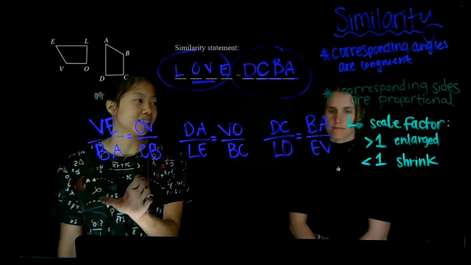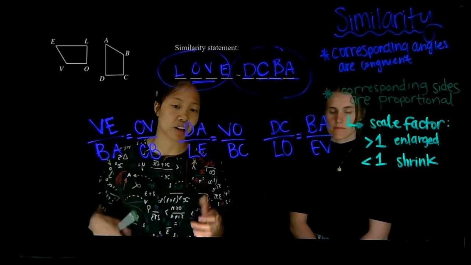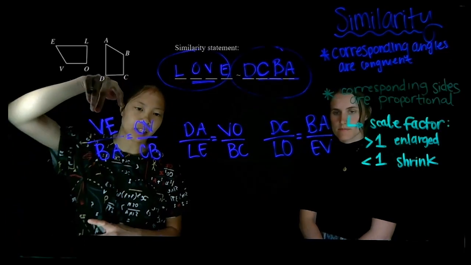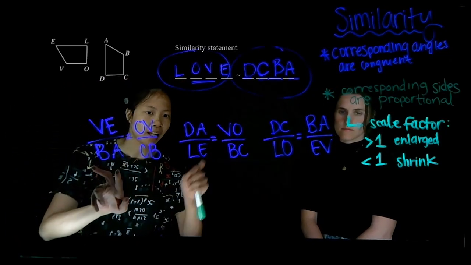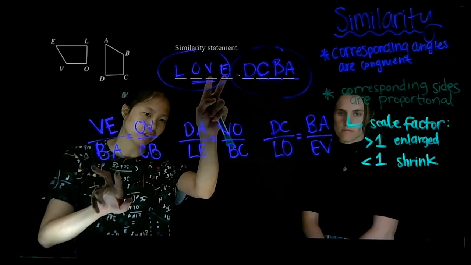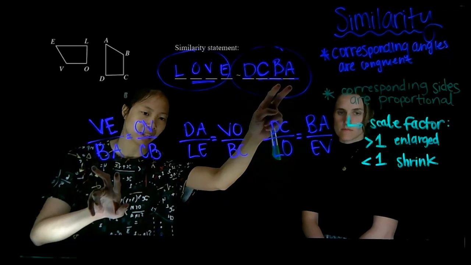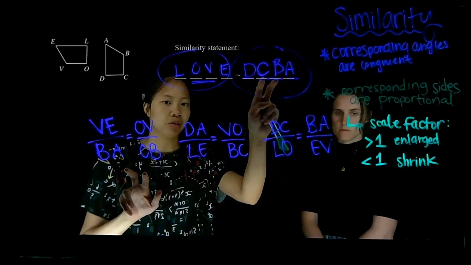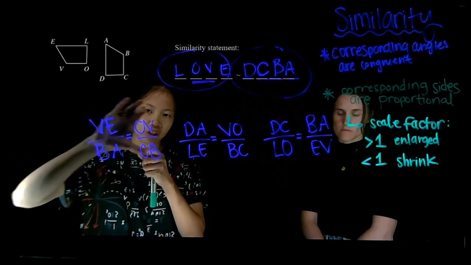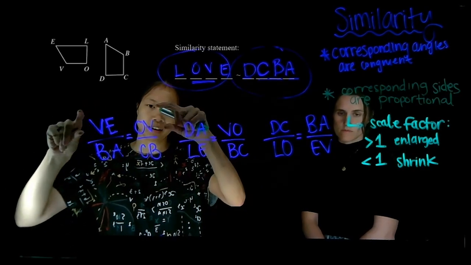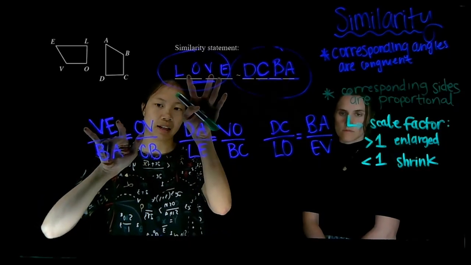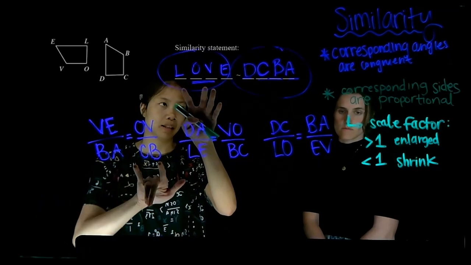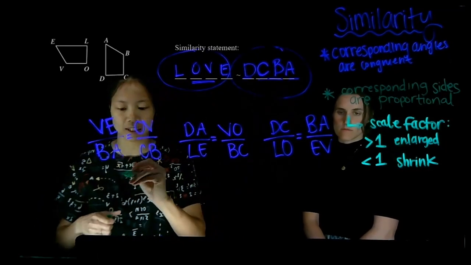Here we have some pre-written proportions, and we want to know, is it always true? So we got VE, and does that correspond with BA? Okay, VE are the last two letters here, and they do correspond with BA, so that looks good. OV are the middle two, and CB are also the middle two, so we know that they correspond with each other. And then we want to check across the fractions. VE and OV are on this side, and BA and CB are both from this side. So we know that this is always true.